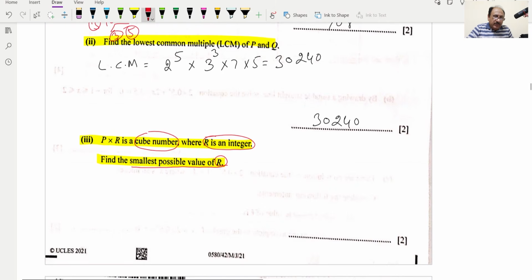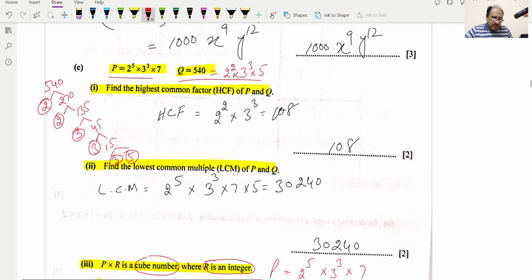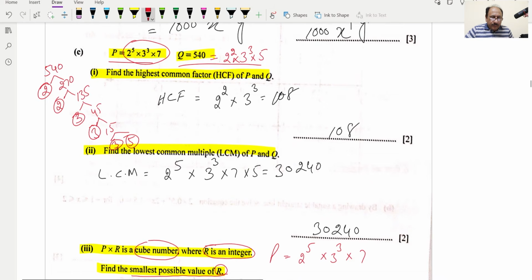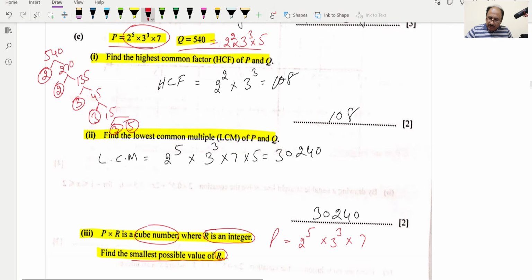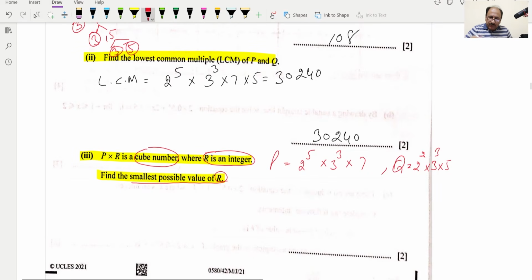I'm just copying first the prime factors of P and Q. P is equal to this one: 2 raised to the power 5, 3 raised to the power 3, and 7. This is what I have taken from here. And the prime factors of Q are 2 raised to the power 2 and 3 raised to the power 3 and 5. So these are the prime factors of Q.